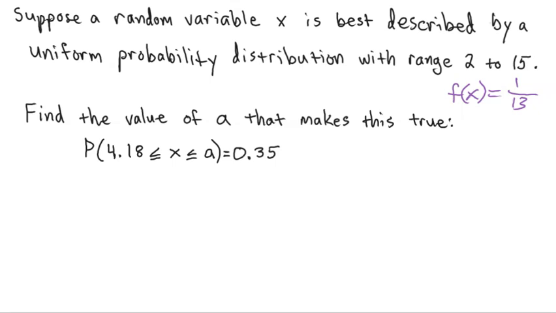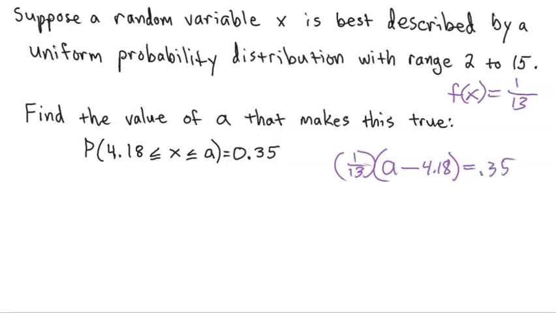The formula is going to be the exact same thing. We always do the same thing. We do the probability density function, 1/13th, times some interval, a number minus another number. That's what we always do. So what numbers are we going to use? Well, A is the larger number here, and 4.18 is the smaller number, because X is larger than 4.18, but it's smaller than A. So A is the larger number, so we're going to say A minus 4.18. And that's going to be equal to whatever this probability is, 0.35.